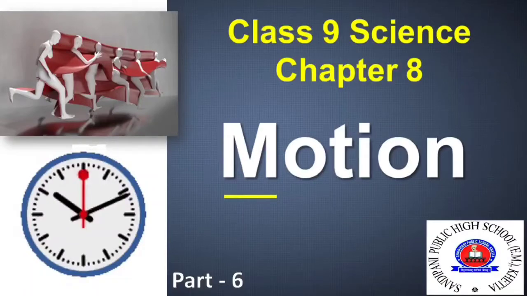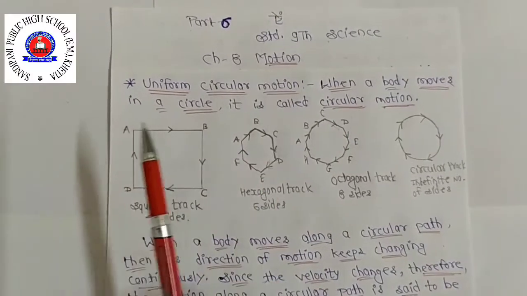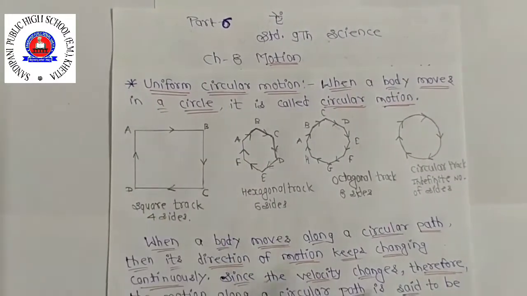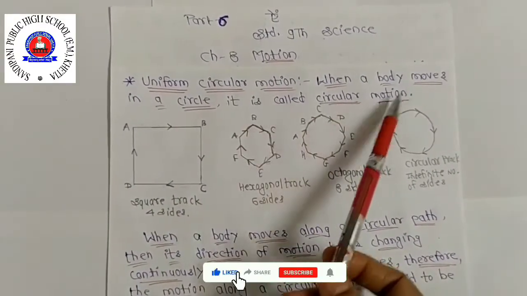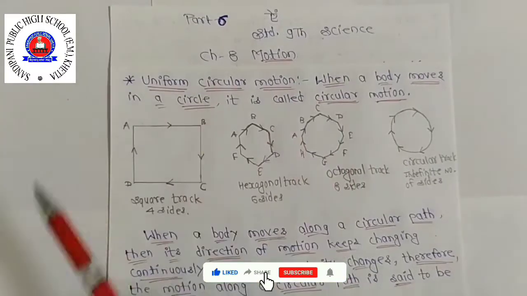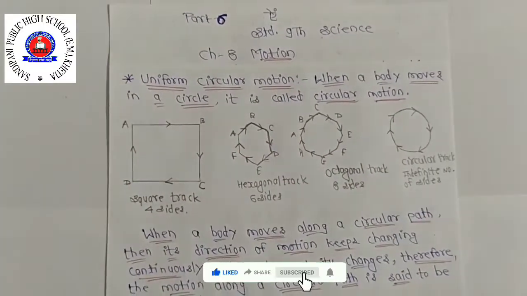In the last session we studied graphical representation of motion. Now we are going to discuss uniform circular motion. When a body or an object moves in a circle, it is called circular motion. In other words, motion in a circle is circular motion.